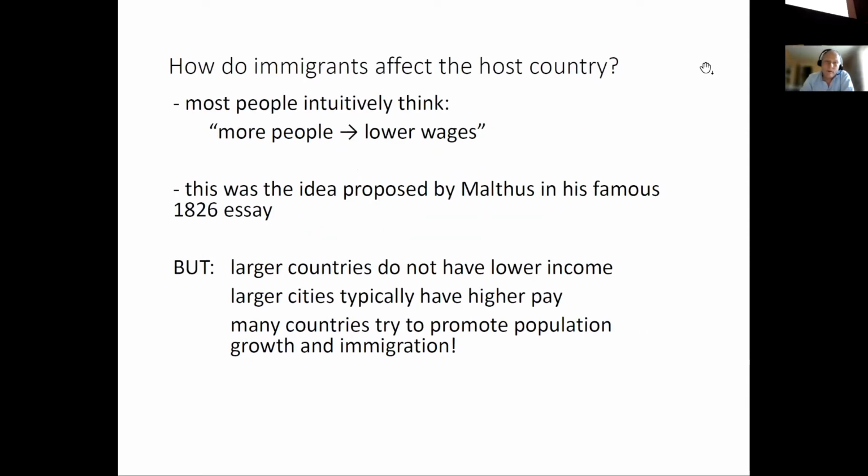How do immigrants affect the host country? Well, I always like to say that almost everyone's a Malthusian when they start thinking about immigration, even economists. And it's surprising how attractive the Malthusian idea is that more people lowers wages. However, it's important to keep in mind that larger countries do not have lower incomes. Larger cities do not have lower wages than smaller cities. In fact, on average, larger countries and larger cities have higher wages. And many countries, including at various times New Zealand, have tried to promote population growth, as in Canada.